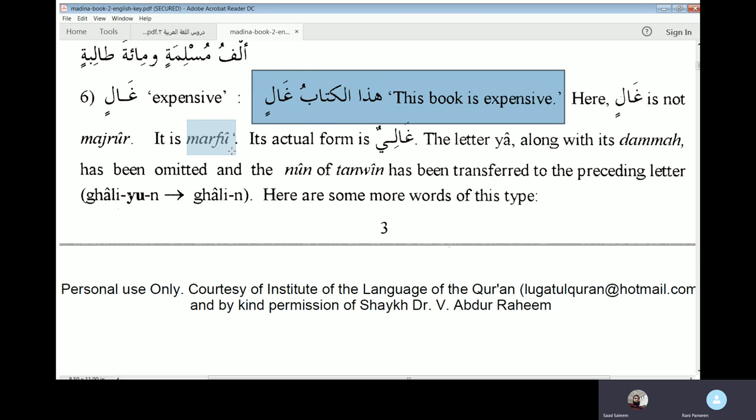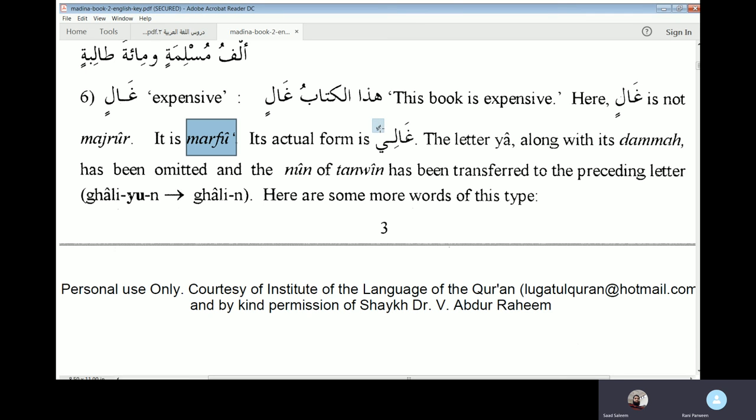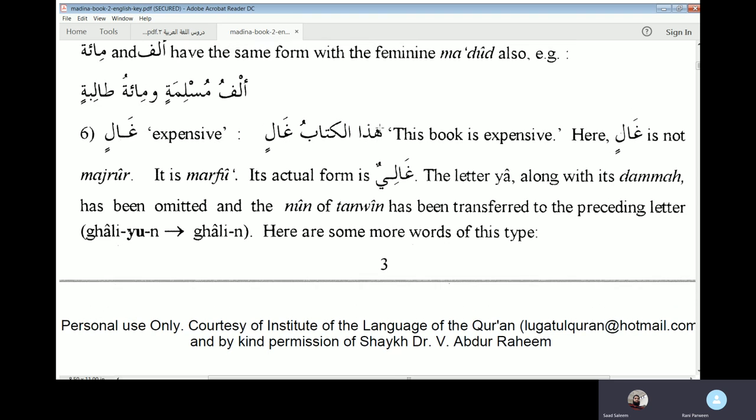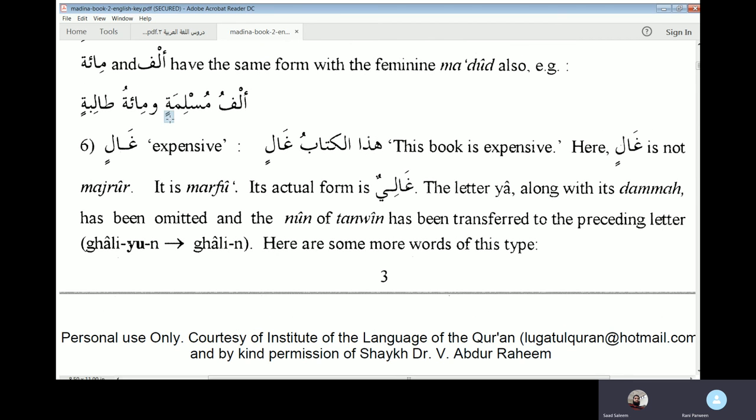This is marfu. Do you know what marfu is? I think it is an adjective form of the sentence. Any word, any noun which has dhamma or dhammatain at its end is called marfu. Okay. Now tell me what is mansub? Any word or noun which ends with fatha. What is majrur? Any word or noun that ends with kasra. What is marfu? Which ends with dhamma, single dhamma or double dhamma, both.